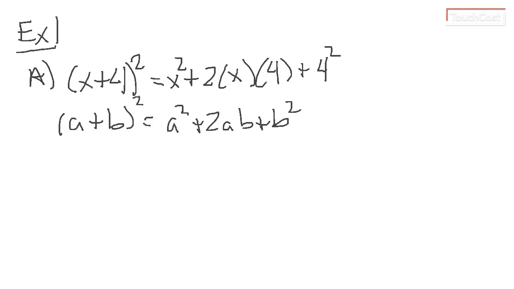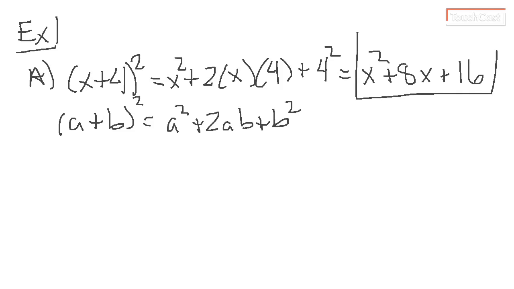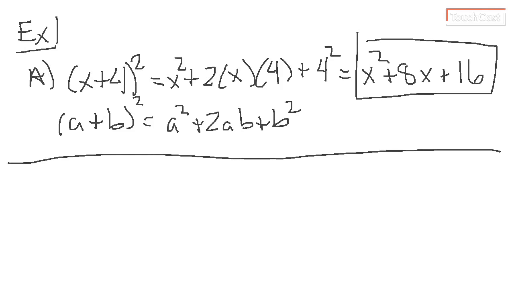2 times 4 is 8. So we're going to have x squared plus 8x. 4 squared is 4 times 4, so that's 16. So our answer is x squared plus 8x plus 16. Let's do one more. For sure one more. We're going to take 1b. We're going to have 3x plus 2y, and then we're going to square that.